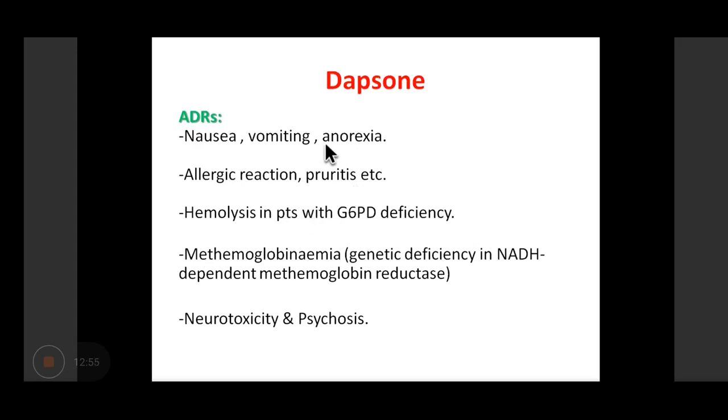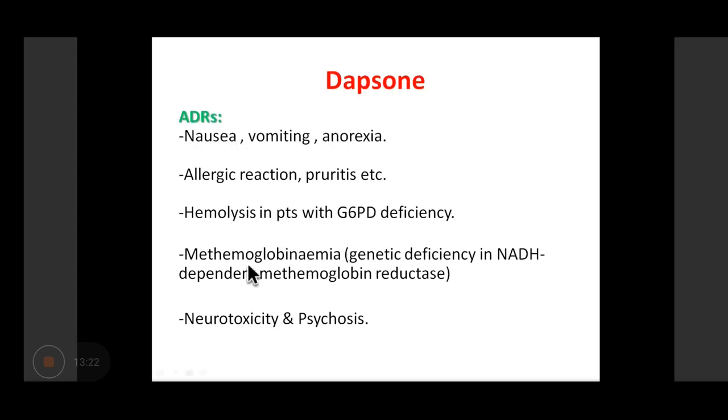In G6PD deficiency patients, it leads to hemolysis. So this is another example of pharmacogenomics. In the population who are deficient in G6PD enzyme, if you give a sulfonamide group of drug, hemolysis can happen, which may be life threatening. So this is another example of a pharmacogenomic condition, like isoniazid and acetylation.